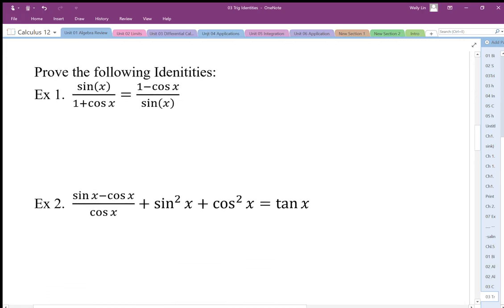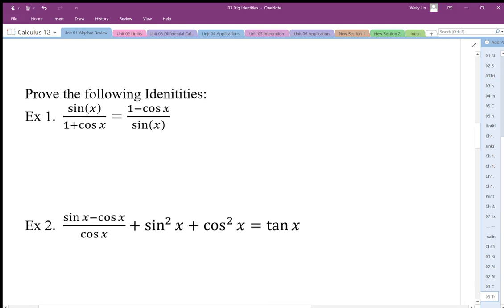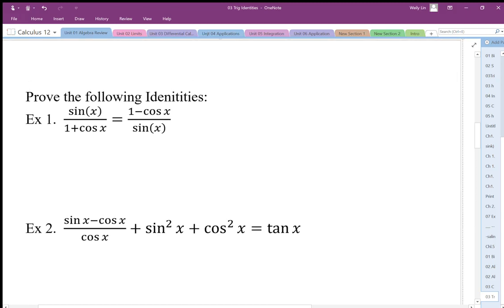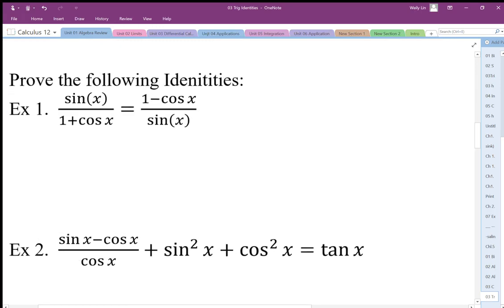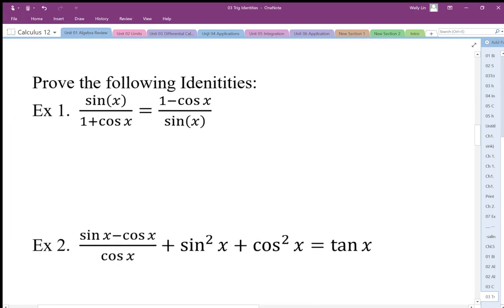Identity proofs. That's going to be another part of what we want to make sure we know how to apply. It's not so much proving identities, but knowing our identities and being able to manipulate them algebraically. So here we have an identity proof. One thing we could think of doing is cross multiplying, but technically we shouldn't really be doing that. So we're going to just avoid that and do it like this.